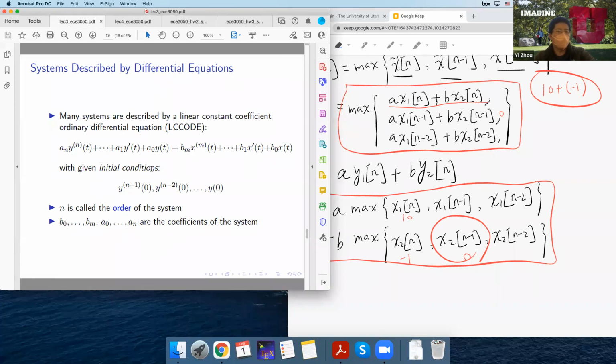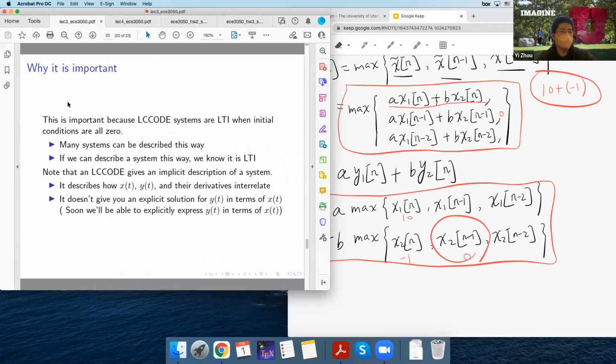Okay, and to solve this type of equation, we need to have some kind of initial conditions on the derivatives. So LTI systems are particularly important because we can show that this LCC-ODE system is an LTI system when the initial conditions are all zero. And this type of ordinary differential equation system can be used to describe many practical systems.